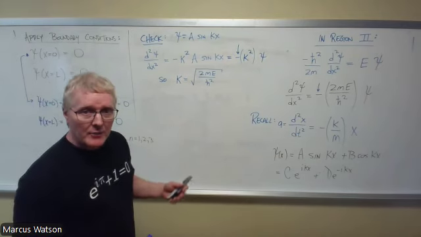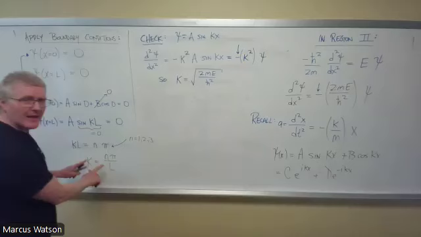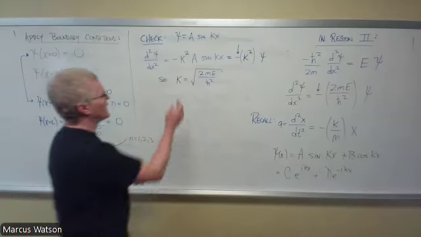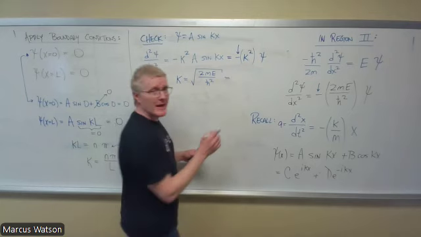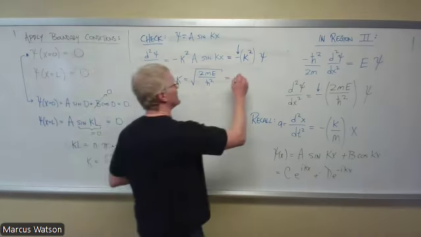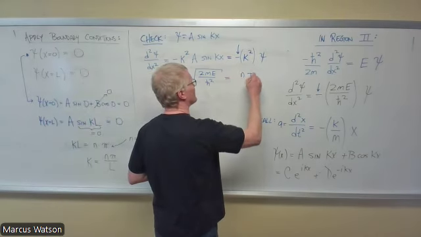However, K, we now know, has restrictions on it, and it's this. So K is equal to that, and by analysis of the wave function from the boundary conditions, this is equal to n times pi over L.